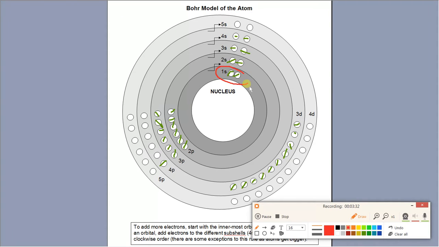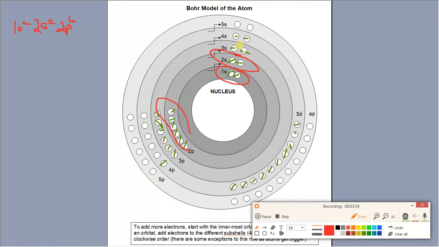Again, we got 1s2. We've got 2s2 filled, right? See, that's right here. All right, we've got 2p6 filled up. So that's 2p6 is filled up there.